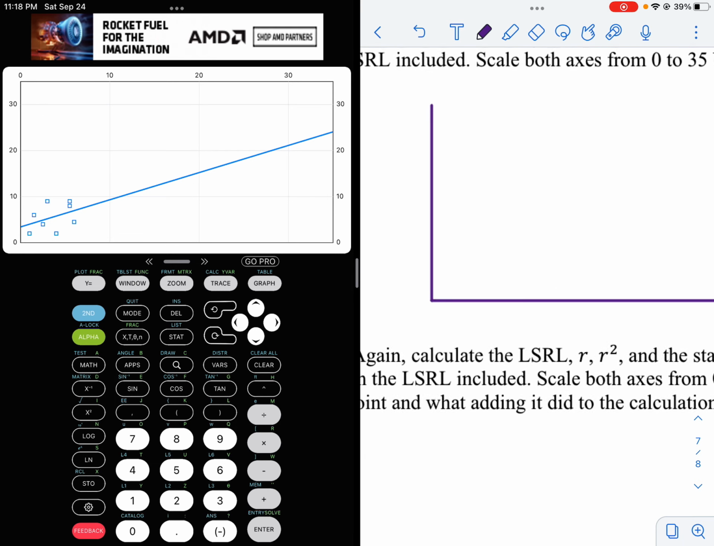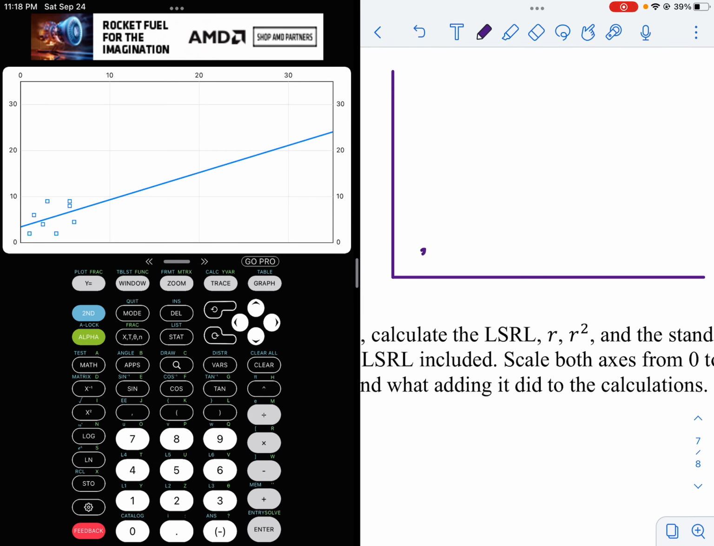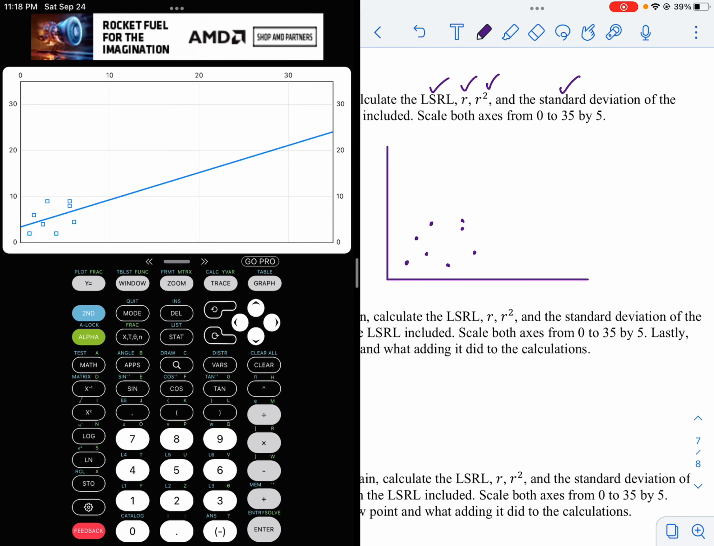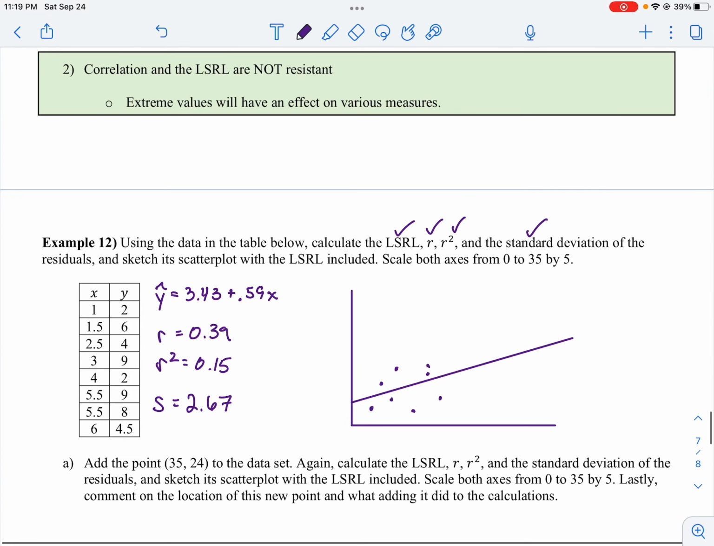So pretty condensed down in the right-hand corner. Point, point, point, point, point, point, point, point. And our line looks to go something roughly like this. Okay. So there's our original set of data.